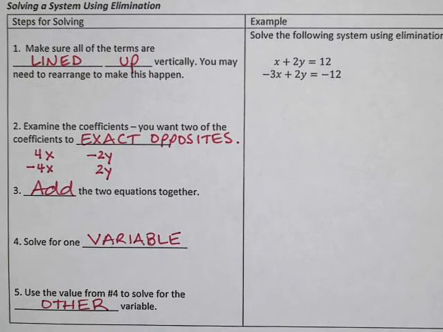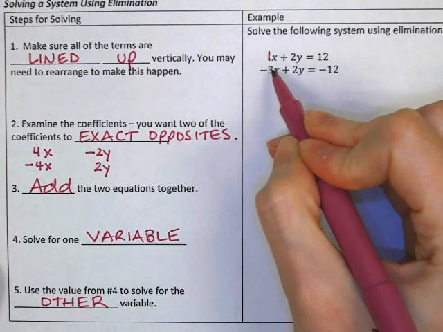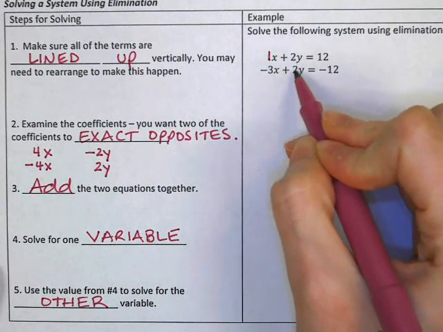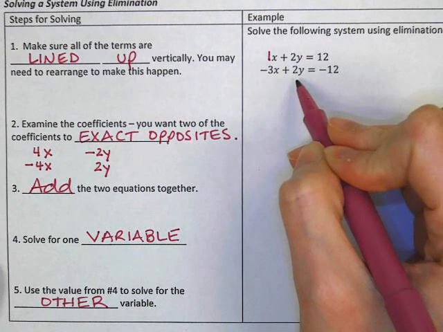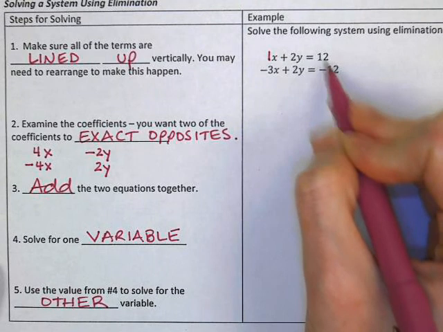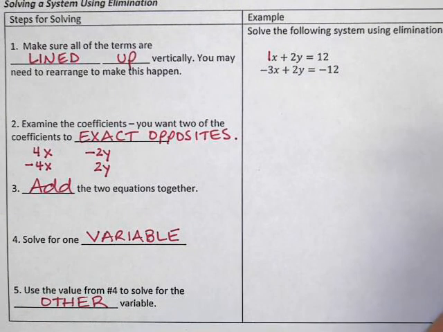Okay, so if you look at the example, do we have any exact opposite variables? Well, 1 and negative 3 are not exact opposites. 2 and 2 are close, but they're not opposites. So no. Some of you might be saying, well, these are opposite, but we want a variable. We want one of the variables to be exact opposites.